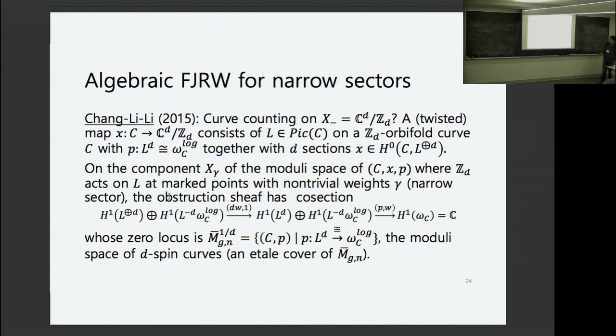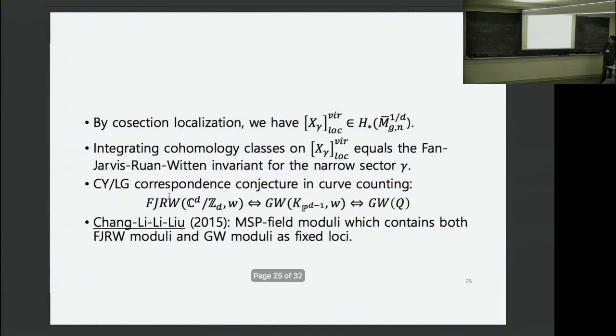the d-fold plus d-fold cover. Integrating cohomology classes over this virtual cycle gives us the FJRW invariant for the narrow sector. What do you mean by narrow sector? Narrow sector means that at the marked points, the stabilizer groups act non-trivially on the fiber of the line bundle L. That's what I mean by narrow sector.